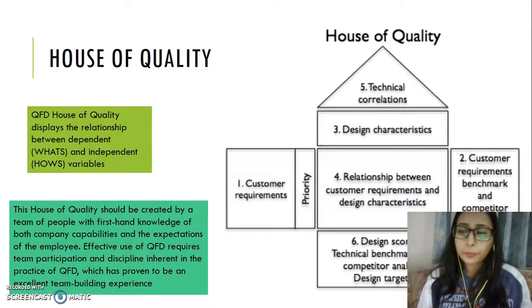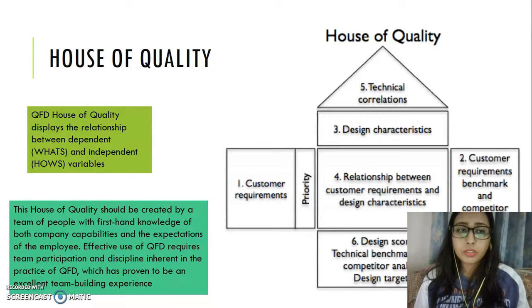Now moving on to the house of quality. The QFD house of quality basically displays the relationship between the dependent what and the independent how variable. Now, frequently customers will try to express their needs in terms of how the need can be satisfied and not in terms of what the need actually is. This limits the consideration of developing alternatives. So development and marketing personnel should also always ask why until they truly understand what the need is.